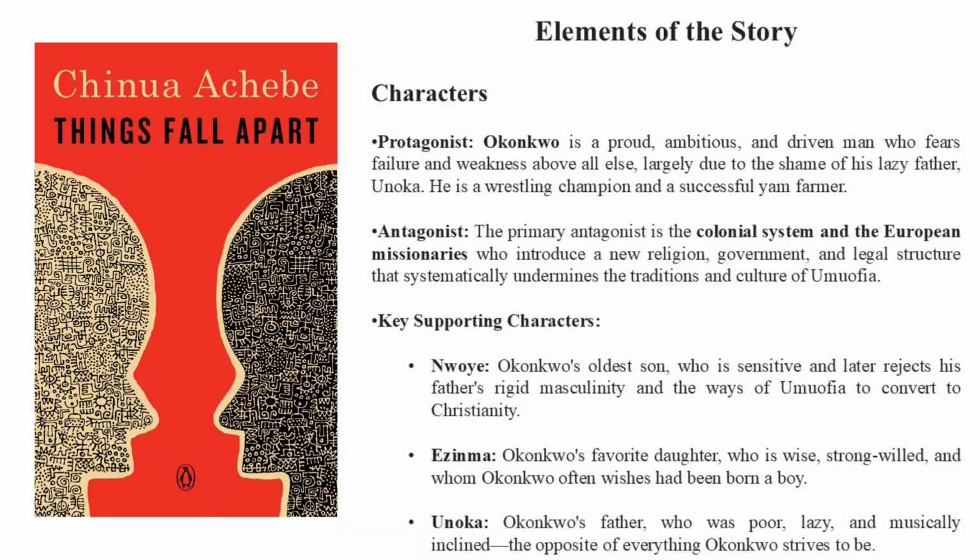Key supporting characters. Nwoye, Okonkwo's oldest son, who is sensitive and later rejects his father's rigid masculinity and the ways of Umuofia to convert to Christianity. Ezinma, Okonkwo's favorite daughter, who is wise, strong-willed, and whom Okonkwo often wishes had been born a boy. Unoka, Okonkwo's father, who is poor, lazy, and musically inclined, the opposite of everything Okonkwo strives to be.